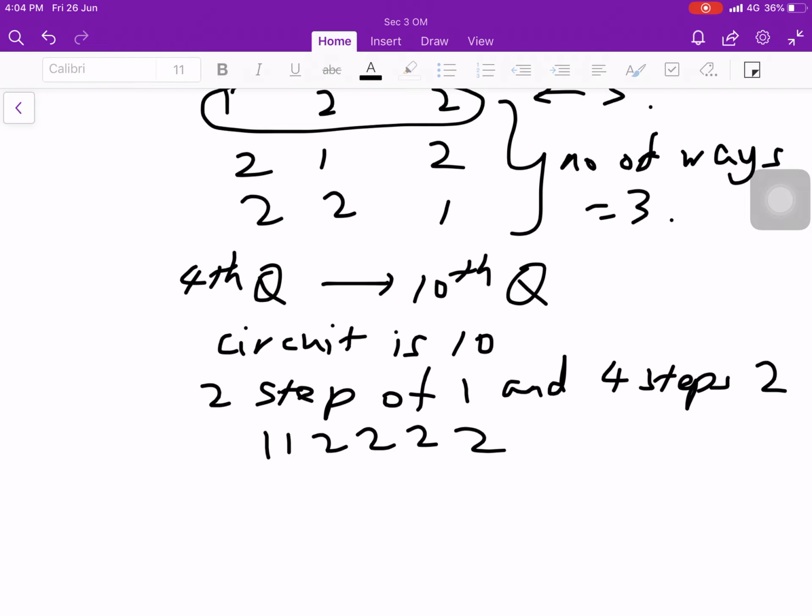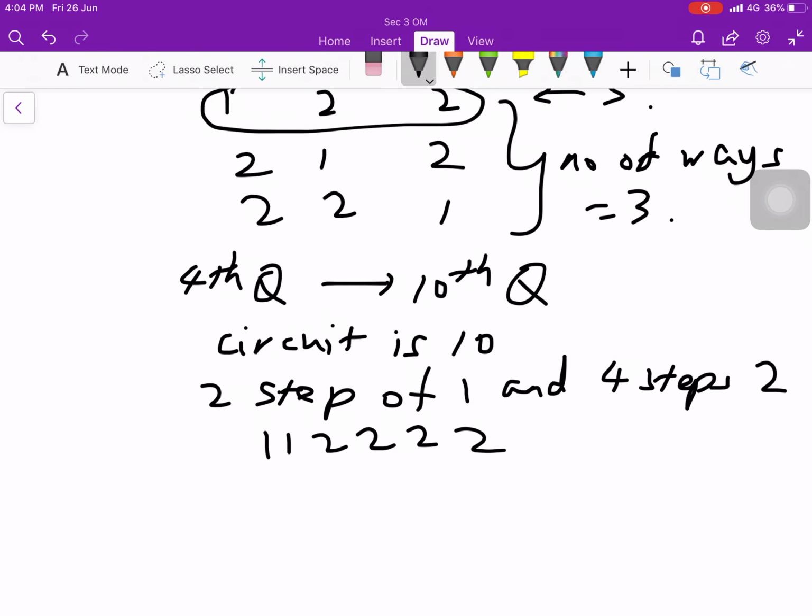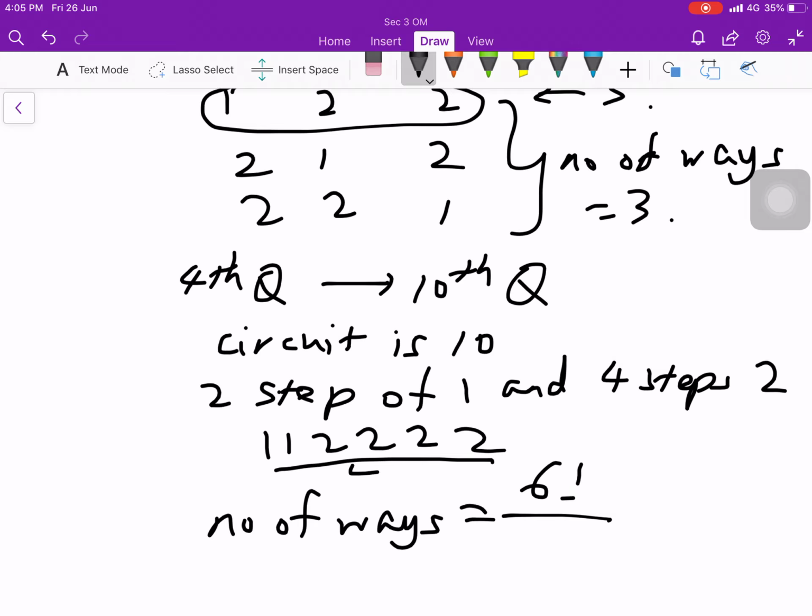How many ways are there? That means it's an arrangement of these numbers. The number of ways is actually equal to 6 factorial, and there are 4 identical 2s, therefore divide by 4 factorial, and there are 2 identical 1s, therefore divide by 2 factorial, and from this you get 15.